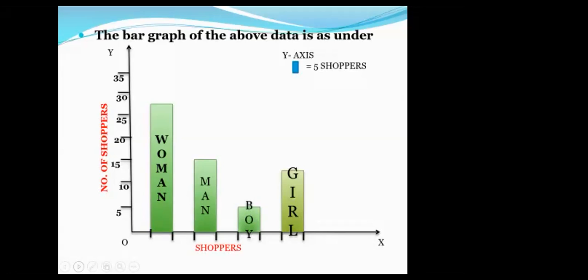We will also practice one double bar graph. And what is the measurement of woman, man, boy, girl? Value. You did not do value yesterday, child. We made the value table yesterday. 28 was for women, 15 was for men, 5 for boy, and 12 for girl.